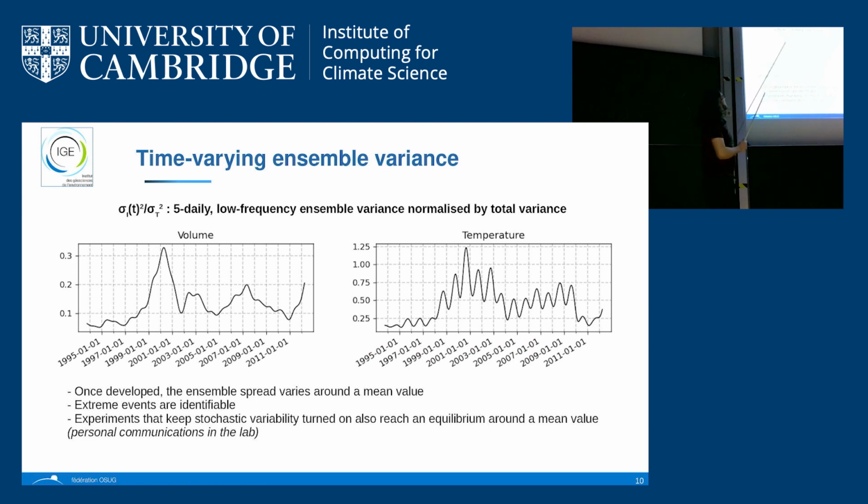This is the evolution of the intrinsic variability over time. Again, in volume and temperature. This is interannual frequency level, low frequency. So yeah, you can see that it takes some time for the ensemble spread to develop. But once it has, it doesn't grow exponentially. The noise you add is not noise, it's uncertainty. So you're varying around a certain mean value.